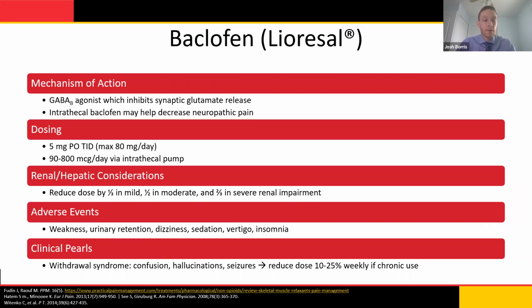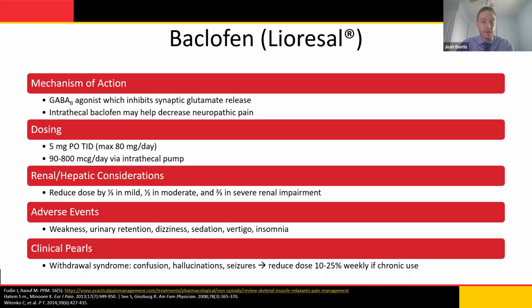But the dosing for the oral is 5 milligrams 3 times a day, up to a max of 80 milligrams per day. And for the intrathecal pump, what I found is that it was between about 90 and 100 micrograms per day via the intrathecal pump, but it really requires a specialist in order to get it started. There are test doses for the intrathecal baclofen that need to be done. So that needs to be managed by a specialist.